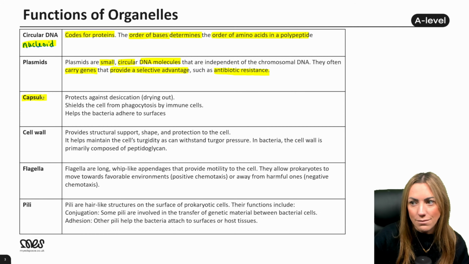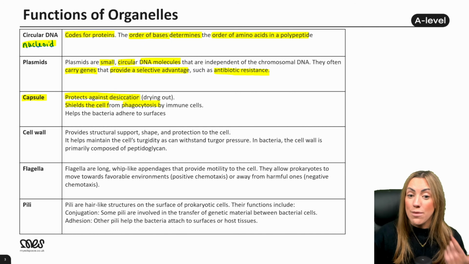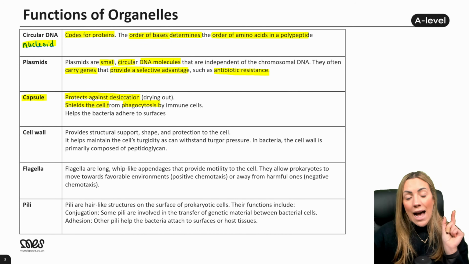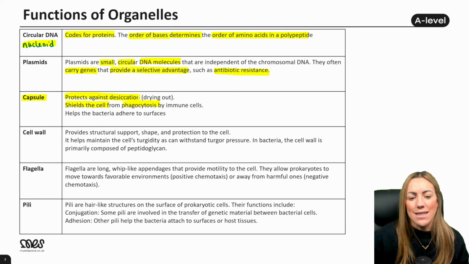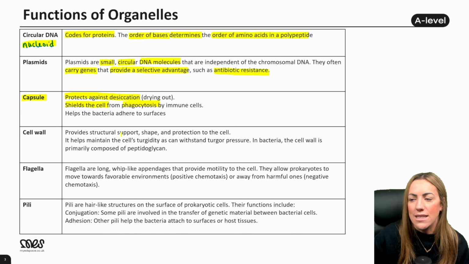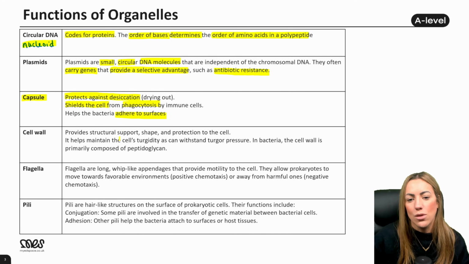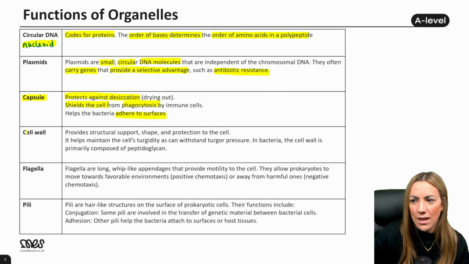The capsule, or the slime capsule, again, not all prokaryotic cells have them, but in terms of function, they protect against desiccation, which just means drying out. They shield the cell from phagocytosis. So the phagocytes, which are a type of white blood cell that form your immune system, having a slime capsule kind of covers the antigens a little bit. It's like a little cloak around the bacterial cell, and it can protect them from phagocytes or phagocytosis. It also helps the bacteria to adhere or stick to other surfaces because it's like a gelatinous, sticky, slime-like material.